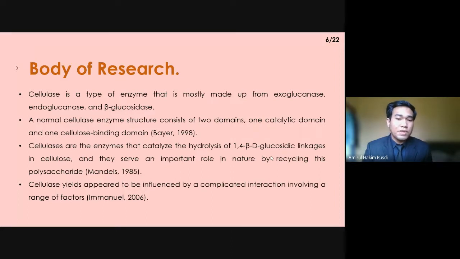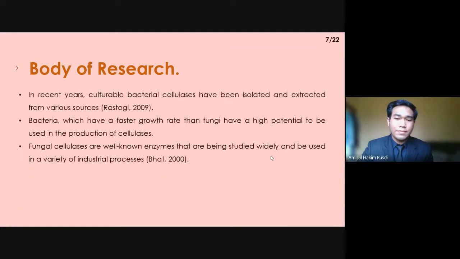Cellulase yields appear to be influenced by a complicated interaction involving a range of factors, such as pH value, medium additives, temperature, inoculum size, the presence of inducers, growth time, and so on. In recent years, culturable bacterial cellulases have been isolated and extracted from various sources. Bacteria, which have a faster growth rate than fungi, have high potential to be used in the production of cellulases. But bacteria are not widely implemented in the cellulase production scene.